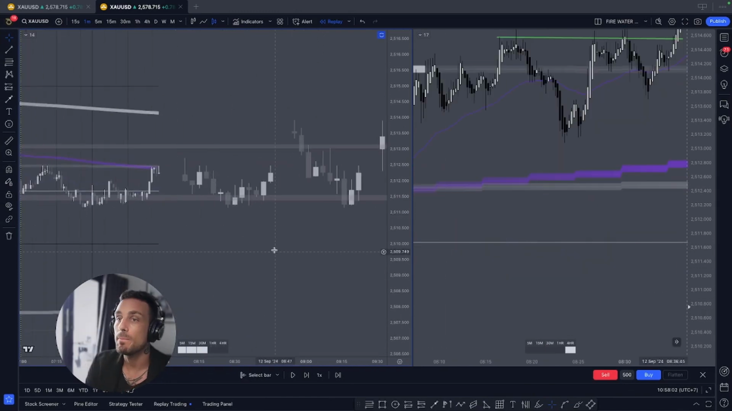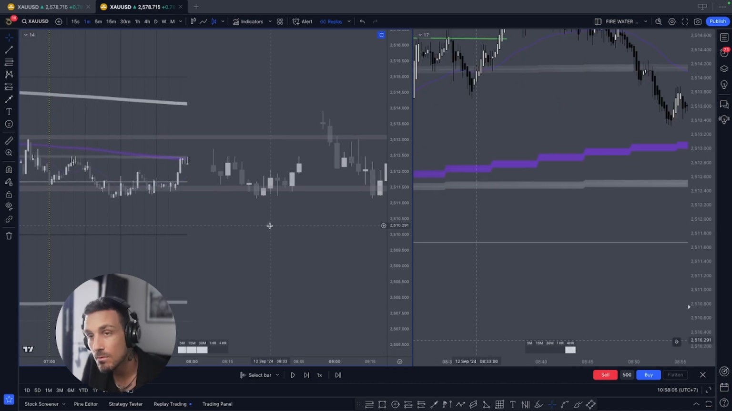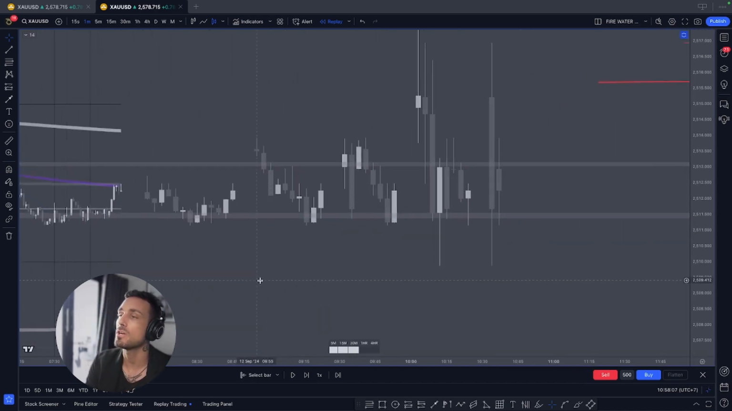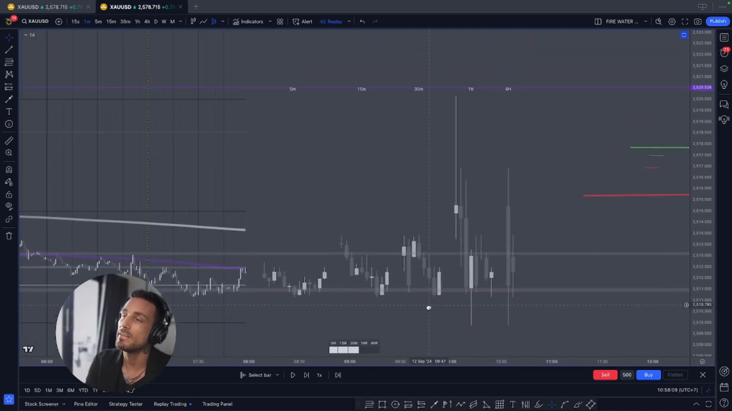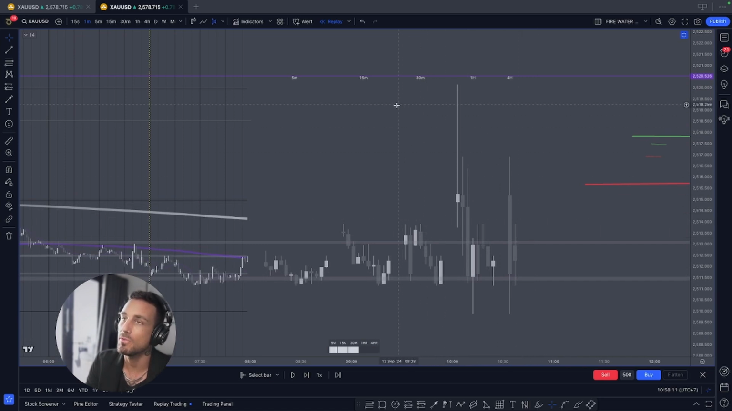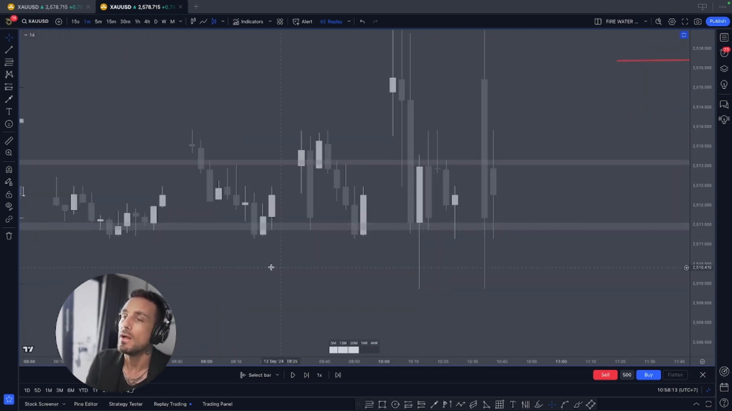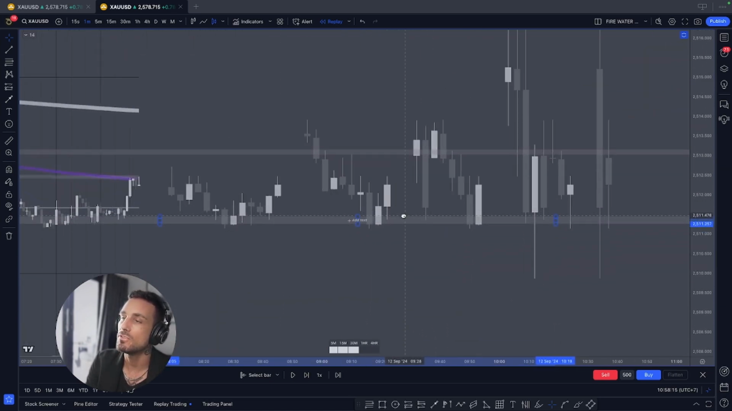So this is the 1 minute chart here. Let's see here. There you go. This is a 1 minute chart here. I have this indicator here. It shows me higher time frames. We've got the 4 hour, 1 hour, 30 minutes, 15 minute, 5 minute, and so this level here is going to be a key higher time frame support and resistance.